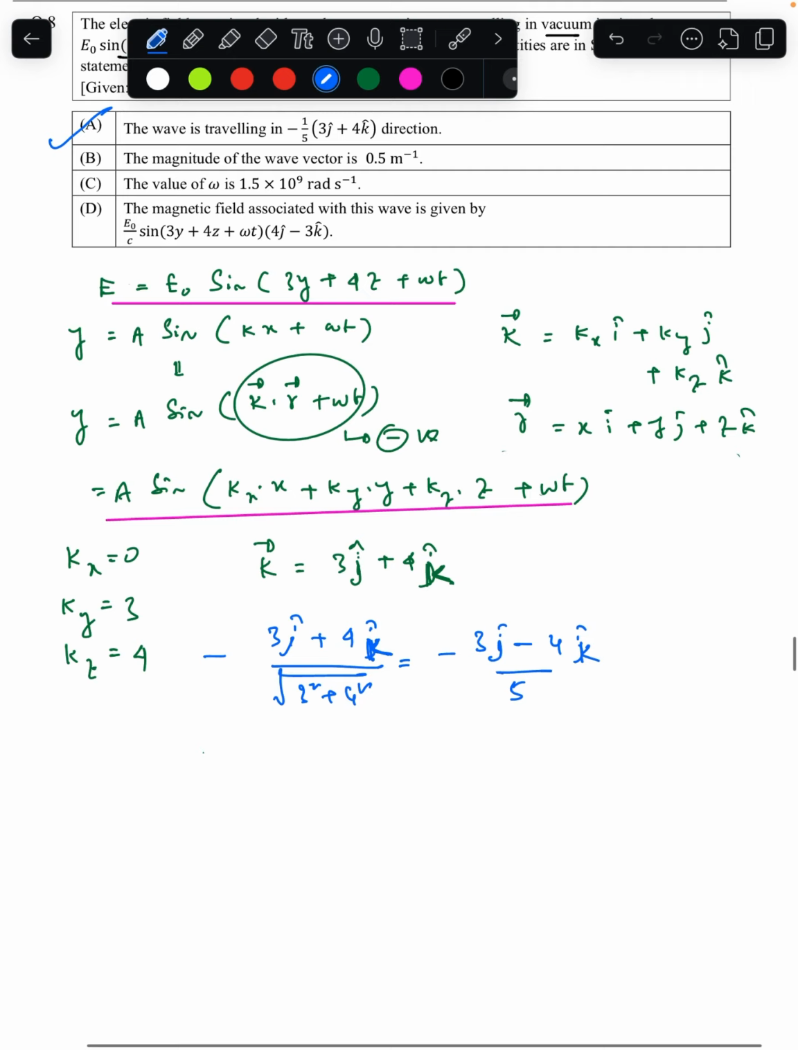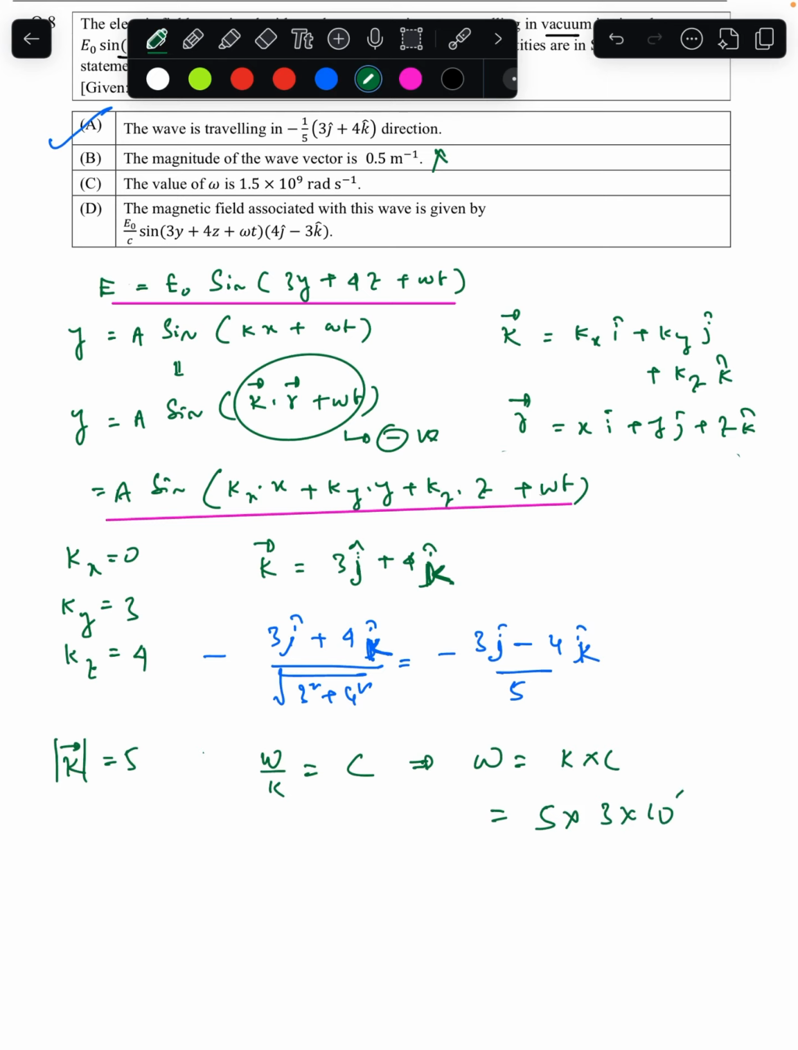Next is the magnitude of the wave vector. We will check the magnitude of the wave vector. K vector magnitude, we are getting 5. So this is a wrong option. Next, the value of omega. We know that omega by k is equal to c. So omega will become k into c. K is equal to 5, so 5 into 3 into 10 to the power 8 becomes 15 into 10 to the power 8, that is 1.5 into 10 to the power 9. Option C is also correct.